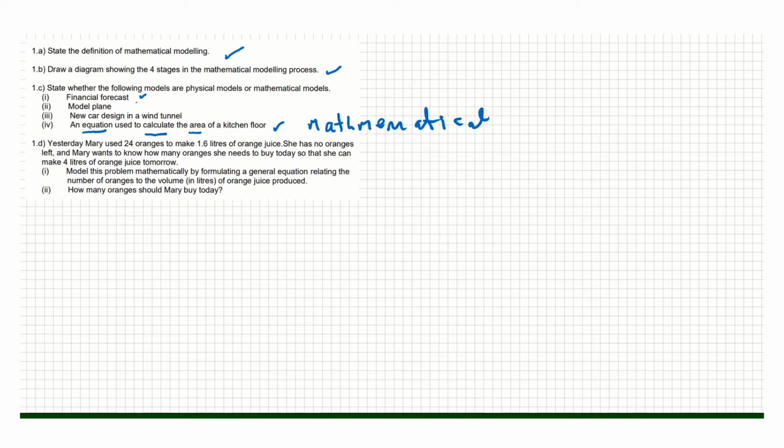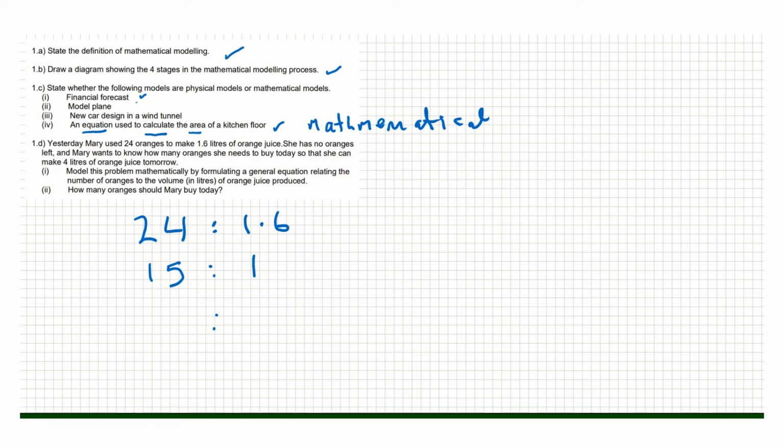So Mary, you had 24 oranges for 1.6 litres of orange juice. So that's a ratio question. So the first thing I'm about to do is I have my calculator, and I'm going to do 24 divided by 1.6, and that gives me 15. So that means the ratio is 15 to 1. That means 15 oranges for every 1 litre of orange juice, okay?